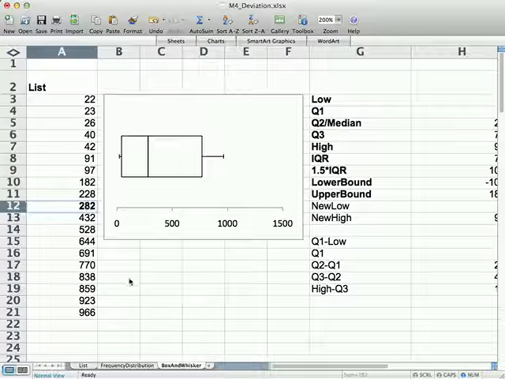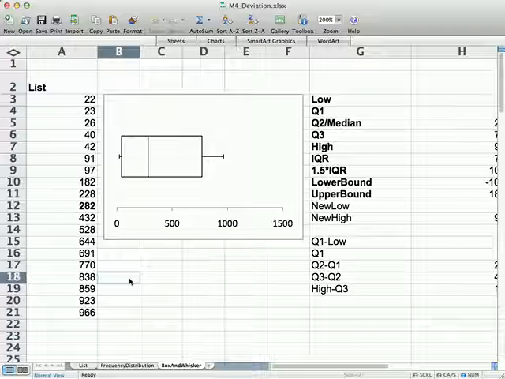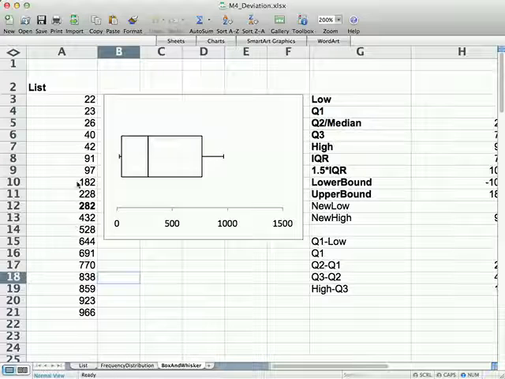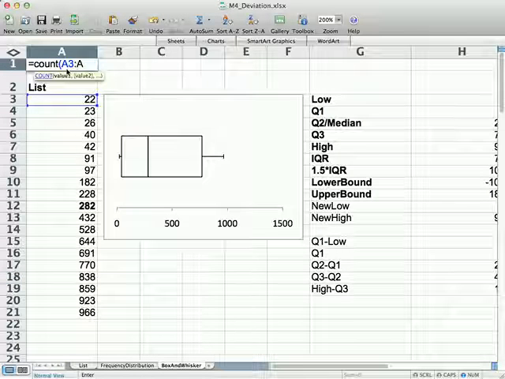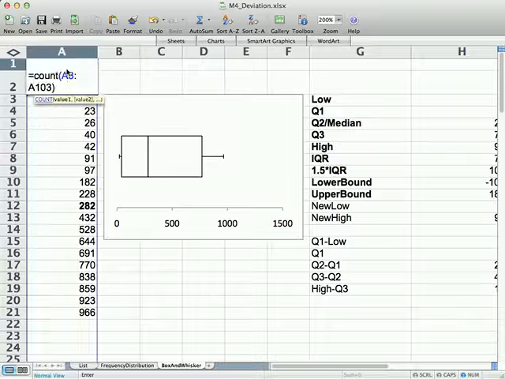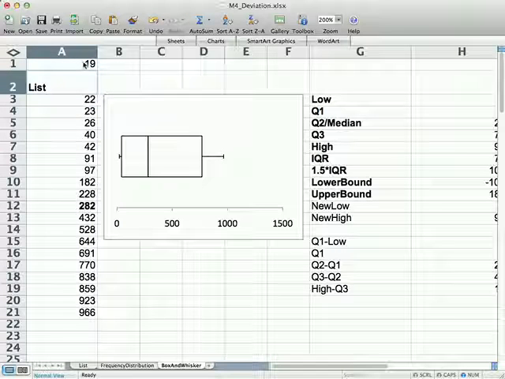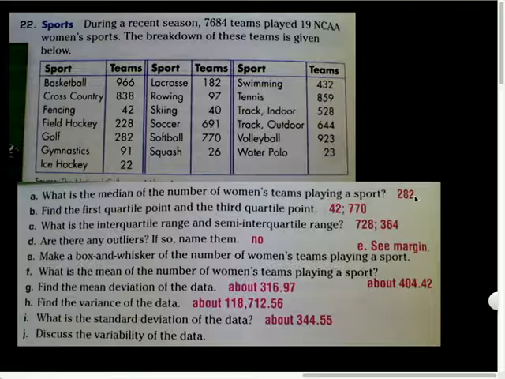That means that it must have had an odd number of data points, right? I can hit equals count A3 to A103. So yeah, there's 19 data points, so the middle number can have an even number on both sides. If you had an even numbered list, then you would have two numbers in your middle, so to speak, and you would just find the midpoint between those two. But this one didn't have that problem. So the median is 282, and we agree with that.